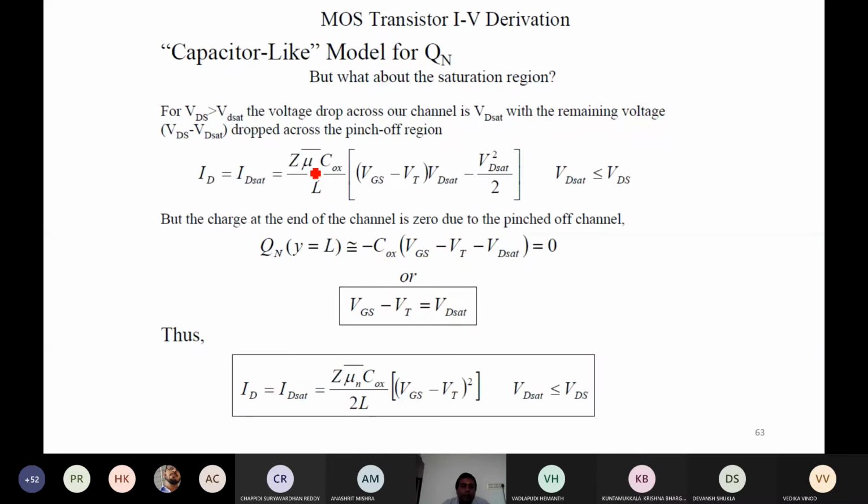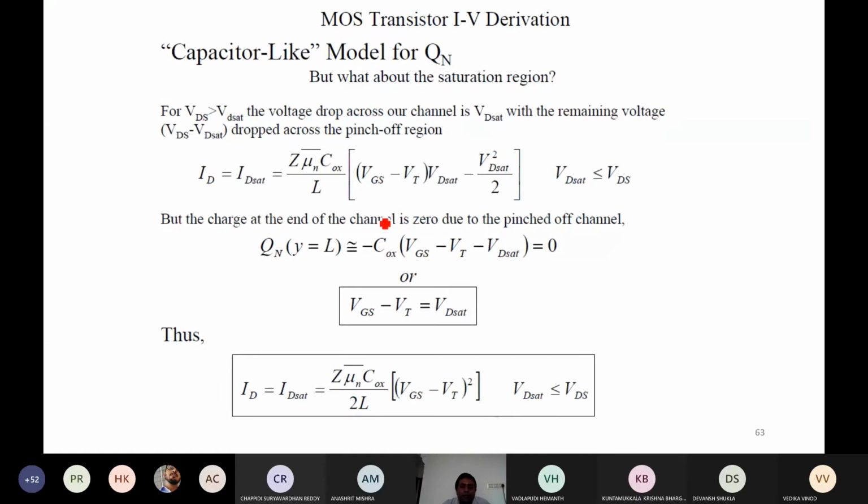So Z mu1 effective COX by L, VGS minus VT, then VDS is now replaced by VD set. Here also VDS is replaced by VD set, and the condition is that VD set is less than VDS, or VDS is greater than VD set. This is the situation when VDS is greater than VD set, and this much current will be flowing. Now, what is the value of VD set? I am telling you many times that VD set is equal to VGS minus VT, but how it is decided, you can see from here.